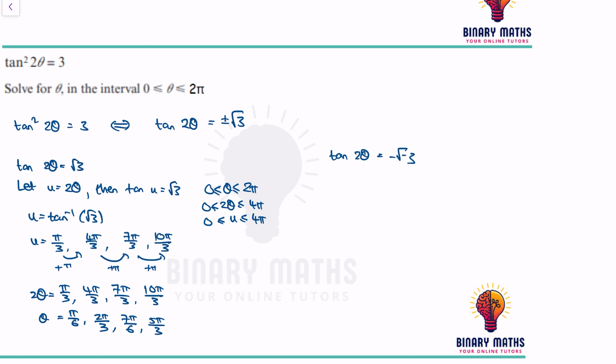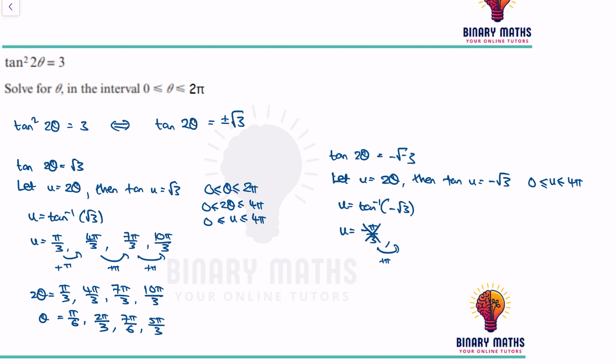Okay, do the same thing with the second equation that you got. So let u be equal to 2 theta, then tan u is equal to negative root 3. Again, because of the value of minus pi over 3, which is outside your range, ignore that one. But you add pi to get the next one, which gives you 2 pi over 3.